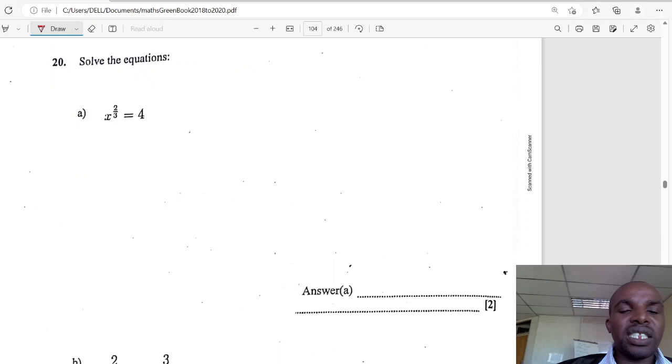Next, solve the equations. These are equations involving indices. So what you do, you want to get rid of the power 2 over 3. So what you do is, you find a number.